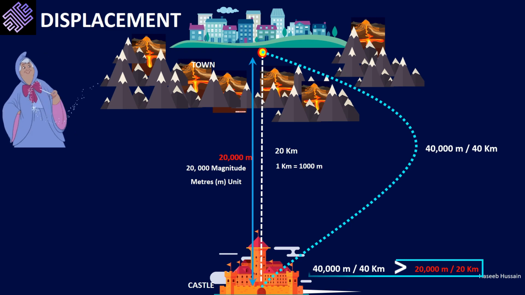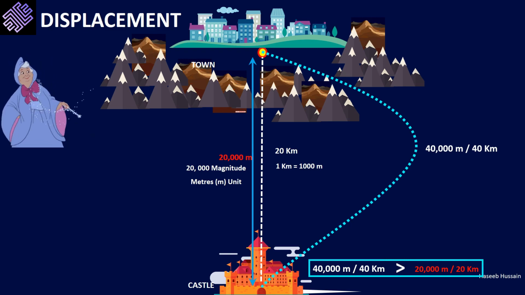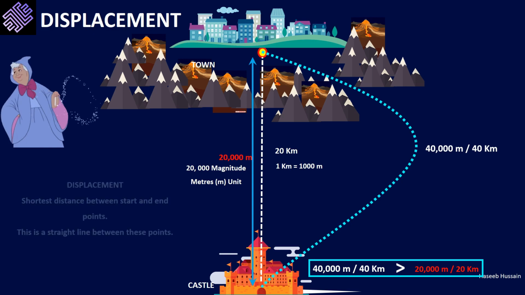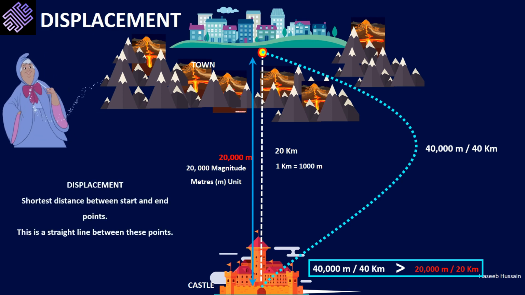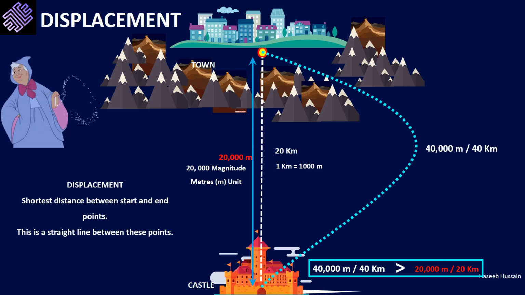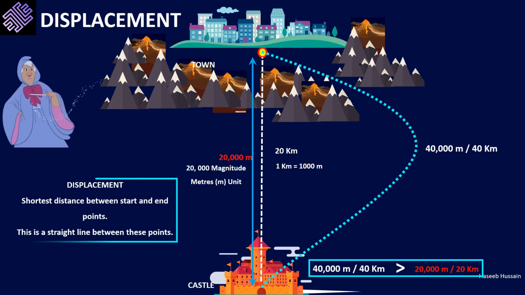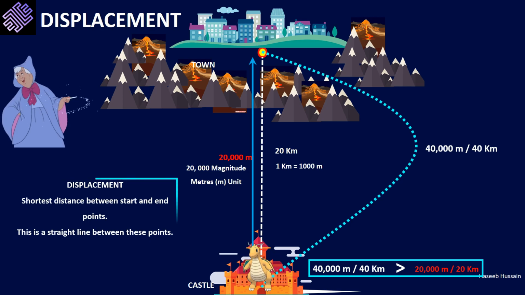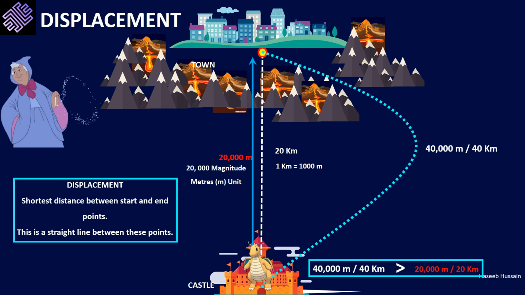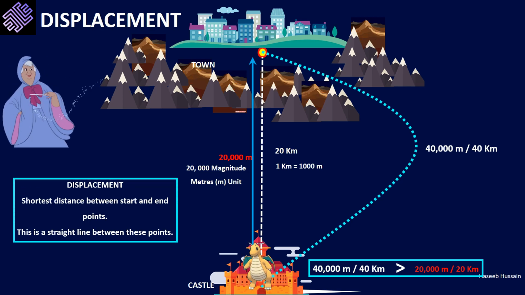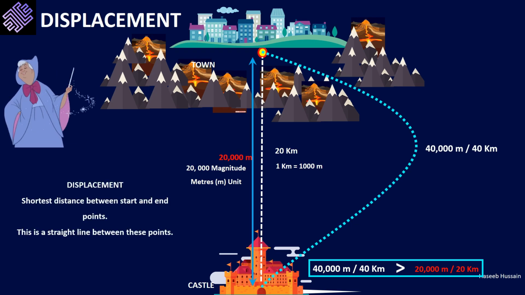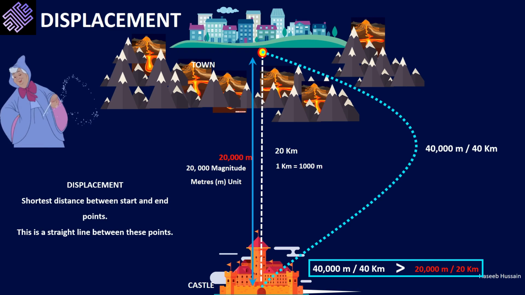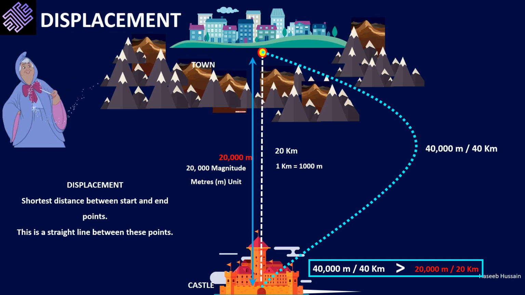Let's talk about displacement, which is defined as the shortest distance between the start and end point. This is usually a straight line between those points. So in our case, even though the distance covered has changed from 20 kilometers to 40 kilometers, the shortest distance between the castle and the town is still 20 kilometers due north in a straight line. In other words, displacement is still 20 kilometers, but the distance now is 40 kilometers. This difference is mainly due to direction.